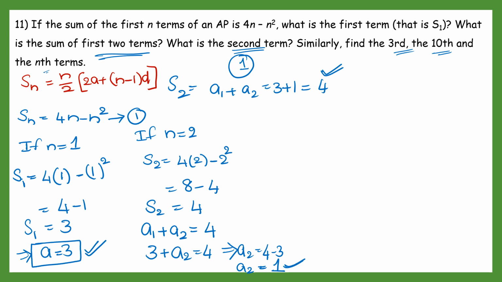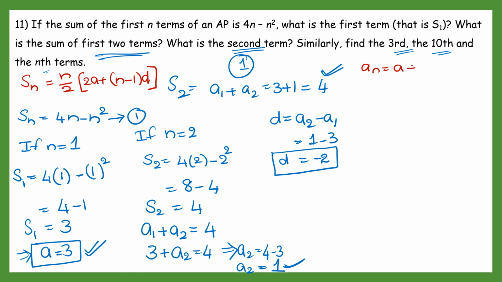Now, we know this is an arithmetic progression. So, what is common difference? Common difference is A2 minus A1. So, 1 minus A1 is 3. 1 minus 3, it is minus 2. We got the common difference also here. We have the common difference. We have the value of first term. We can find third term, 10th term, nth term and so on. Let's see that. Now, we need third term. So, we have the formula an is equal to a plus n minus 1 into d. We can use this formula and find. Let's do that.